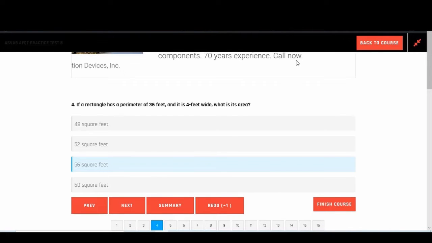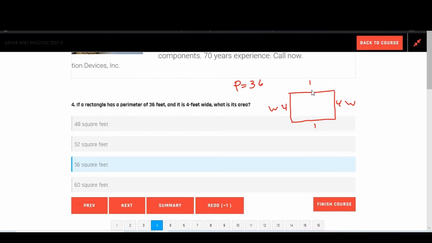All right, this one says, if a rectangle has a perimeter of 36 feet and it is 4 feet wide, what is its area? So again, we know we're dealing with a rectangle, which has a length, a width, and a width. We're told the width is 4 feet, and its perimeter is 36 feet. In order to find the area, I have to figure out how long this rectangle is. Again, if this width is 4, this is 4.